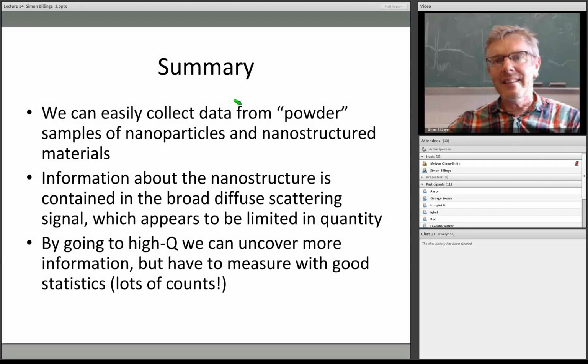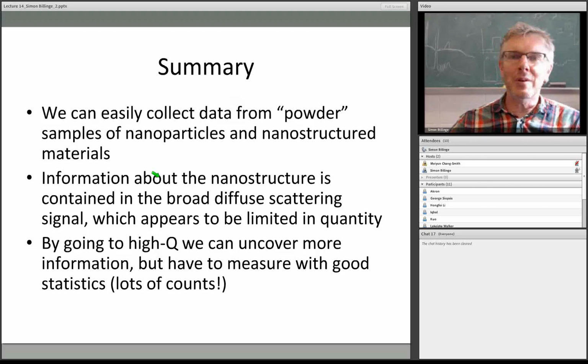On the other hand, there's a very big loss of information when we do this. The scattering data appears in a broad diffuse scattering signal. The information content seems to be limited in quantity. But by doing rather special experiments where we go to high momentum transfer, which means high 2 theta, and using short wavelength probes, we can actually uncover much more information. And it turns out that we can make a lot of progress in a lot of interesting systems.